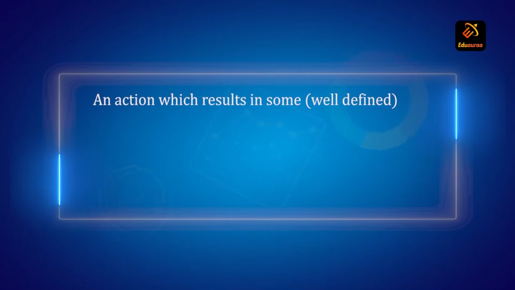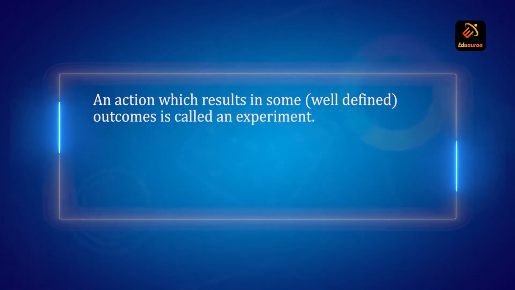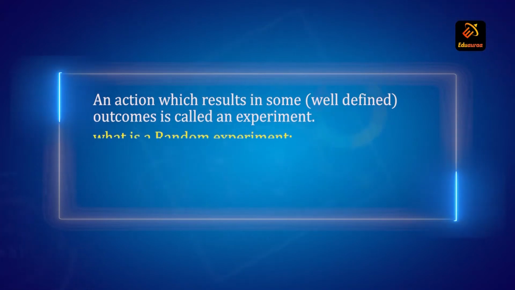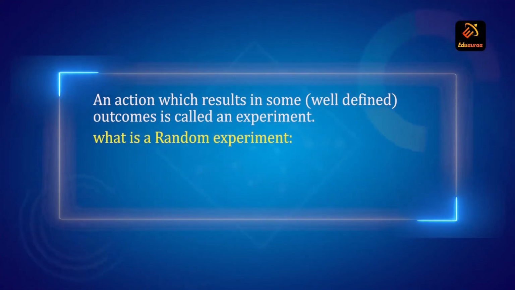Now we will see some terms required to know in probability. We have already learned that an action which results in some well-defined outcomes is called an experiment. So, what is a random experiment?